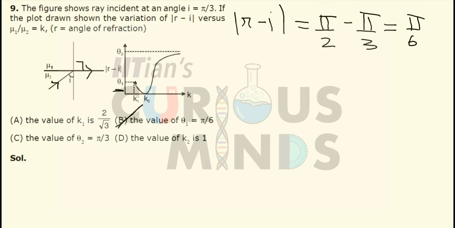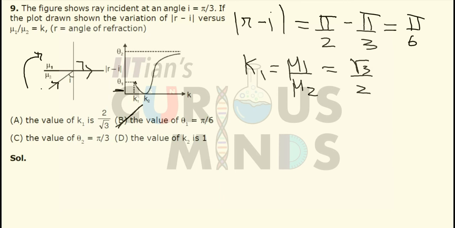Let us simultaneously find out the value of k1. k1 over here is equal to mu1 divided by mu2. Since the light is originating from mu2 and entering the region mu1, it will be equal to sin I divided by sin r. So sin I will be sin pi by 3, which is root 3 divided by 2. Sin r, where r is equal to 90 degrees, will be equal to 1. So k1 should be equal to root 3 divided by 2. So option A is incorrect.